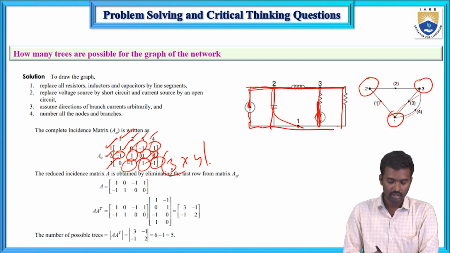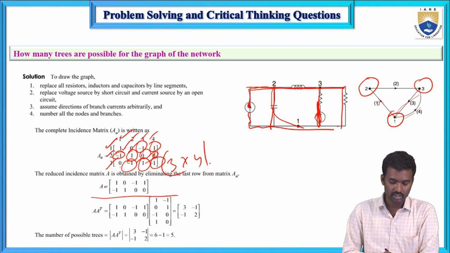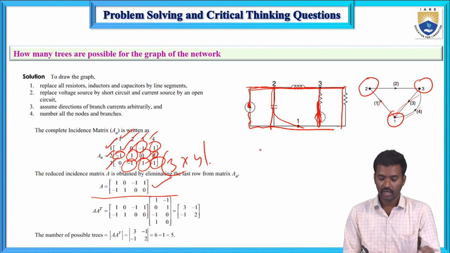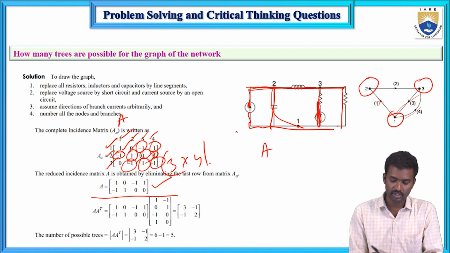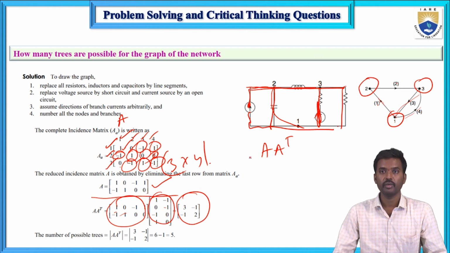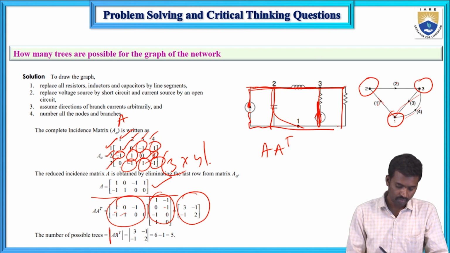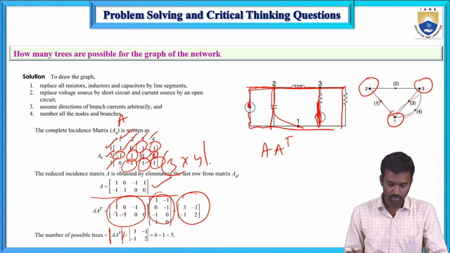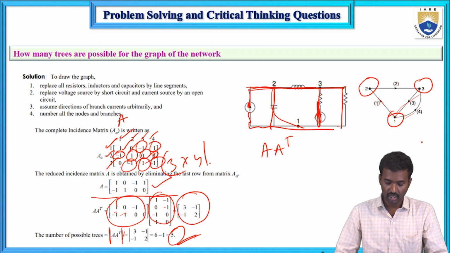And next for node 3, 2 is entering minus and 4 is leaving and this one is entering. And the reduced incident matrix A is, if you eliminate one row, here this is the reduced incident matrix, and this is A and this is AT. Now multiply it, and find out the magnitude, that magnitude is 5. So now here possible number of trees are 5.